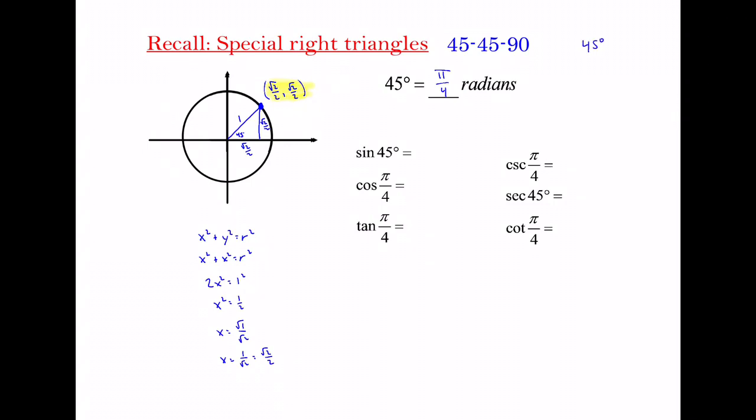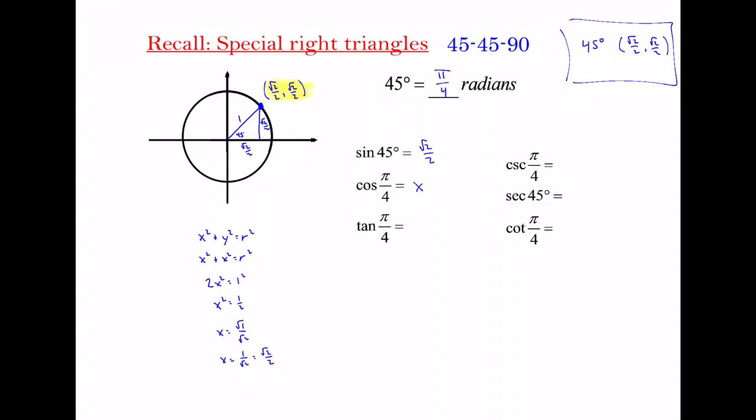So 45 degrees has an ordered pair of square root of 2 over 2, square root of 2 over 2. So this is going to be important as we move forward. So what's sine of 45 degrees? Well, we know sine on a unit circle represents the y value. Well, what's the y value of our ordered pair? Square root of 2 over 2.